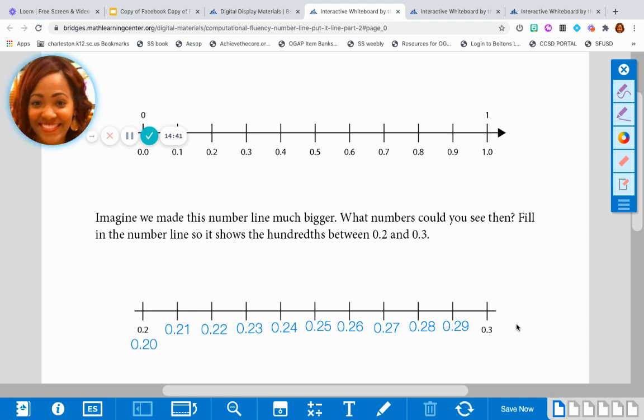My last question for you. So we've labeled our hundredths. How many hundredths are between 2/10 and 3/10? How many?